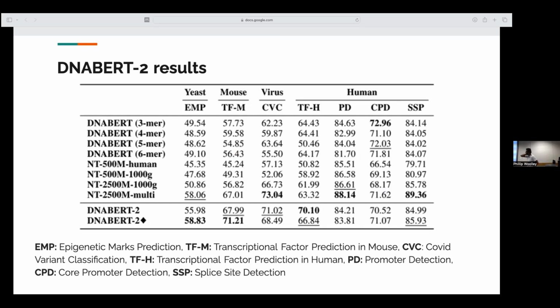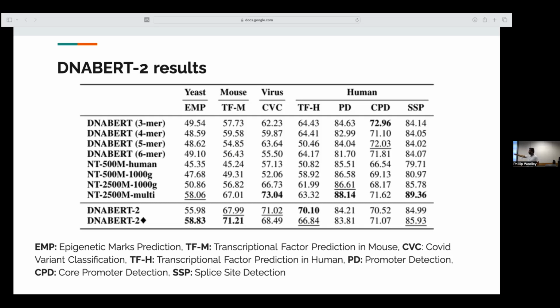Then the other task was identifying transcription factors in the mouse. I think the DNA BERT2 was best in it. Then there's one more task, COVID variant classification. You give it virus sequences and identify which variant it would be. I think nucleotide transformer does very well, but that is a much bigger model. That is a 2.5 billion parameters model, and this one is around 100 million parameters. And the difference in accuracy is not that much, right?